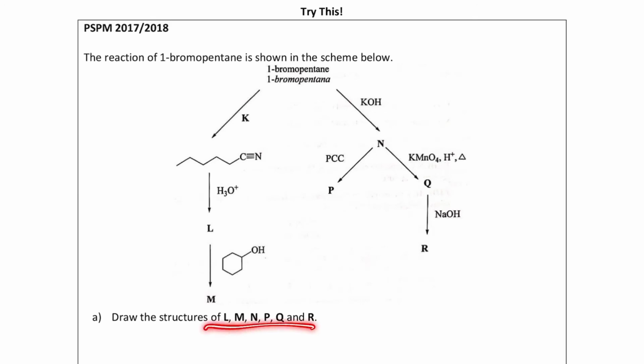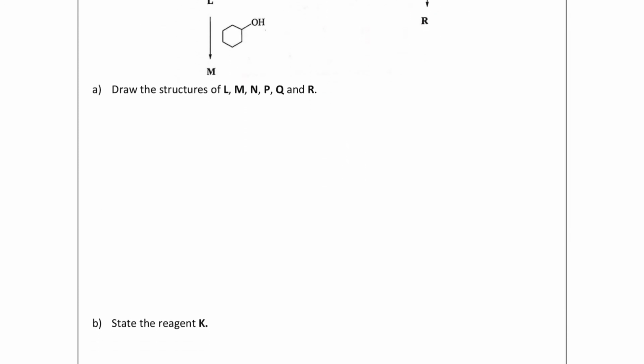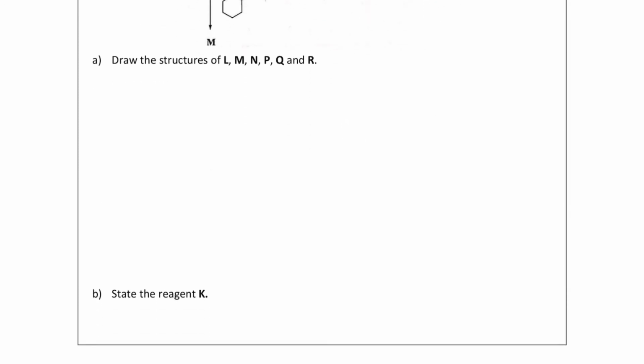Alright, so cubalah jawab this question. Draw the structure for L, M, N, P, Q, and R. Okay, and then state the reagent of K. Alright, so I think that's all for chapter phenol and that's all for chapter alcohol sebenarnya.